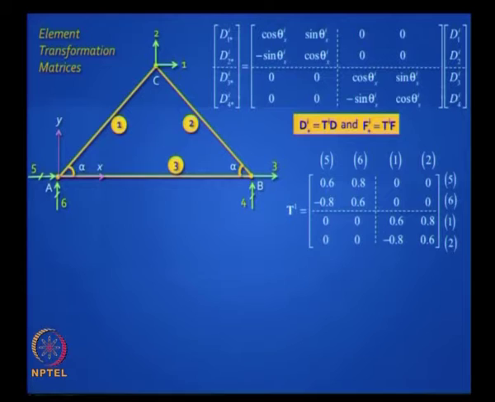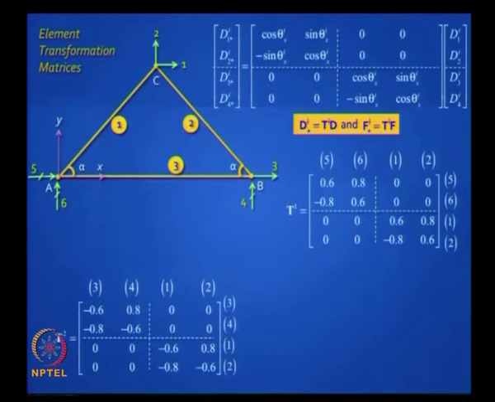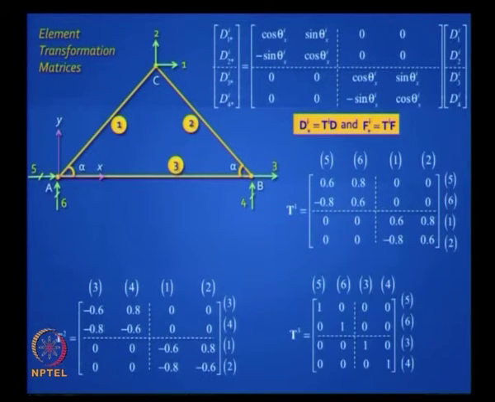Is it clear? So that is why we got 3 4 1 2, and for the third element the start is here, the end is there, so it is 5 6 3 4. Is it clear? So can you generate these matrices? Very easy. What is your next step?